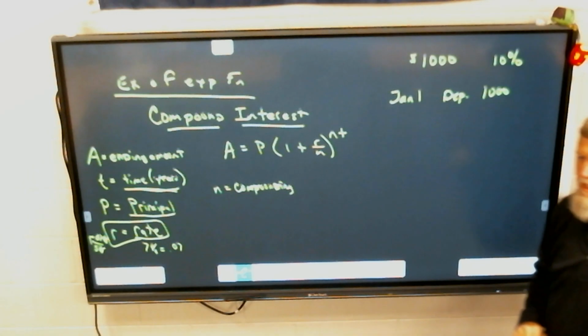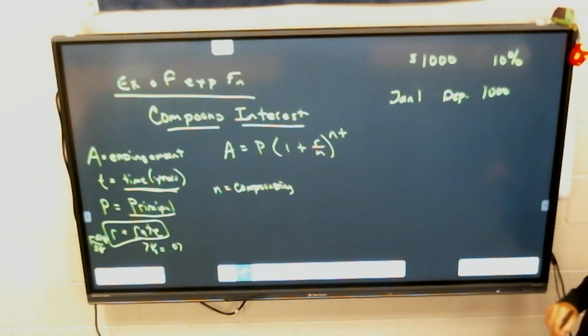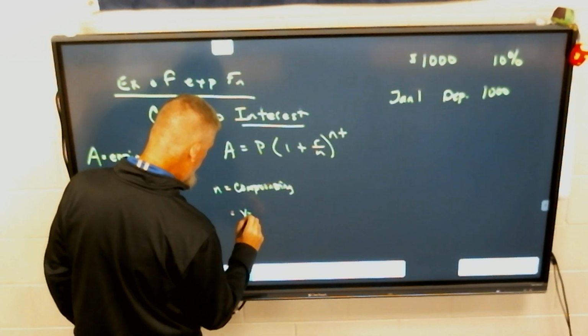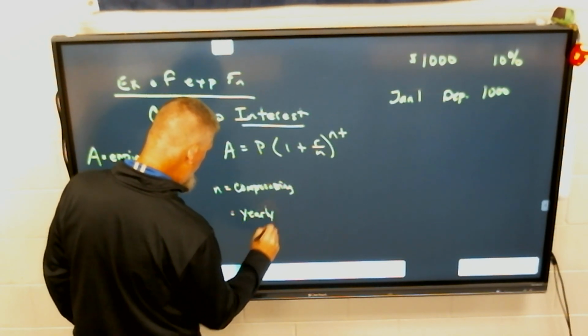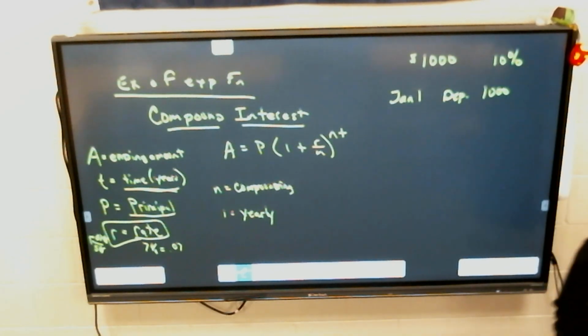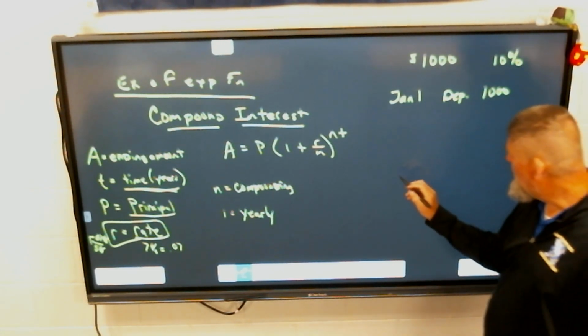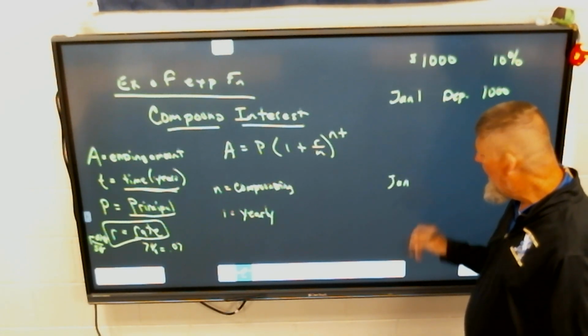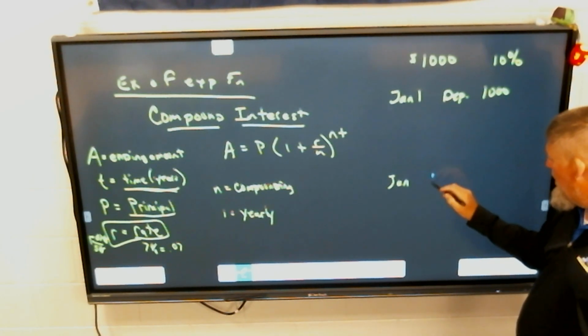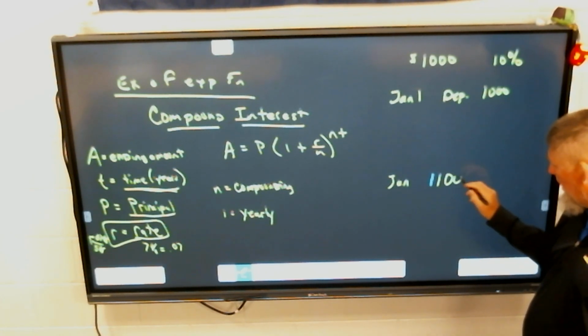Okay. So typically, if we are compounding yearly, where n would equal 1, you get your money one time a year. So that would mean January 1st of the next year, they give you your money. So you get 1,000, 10% of 1,000 is 100. So you would now have $1,100.